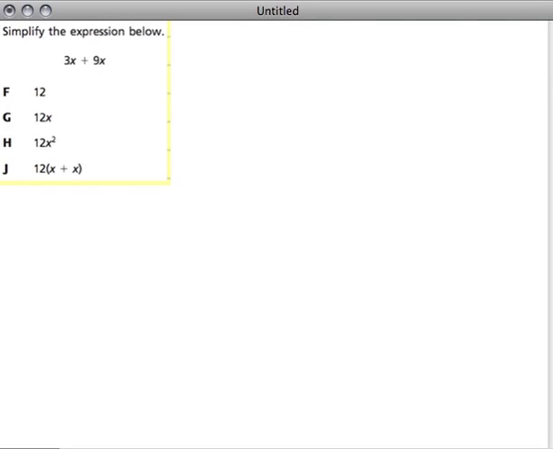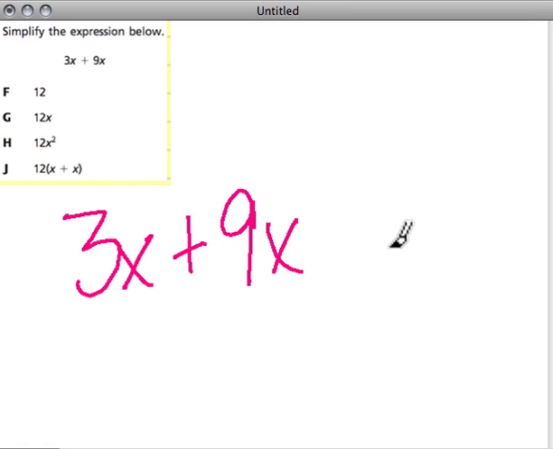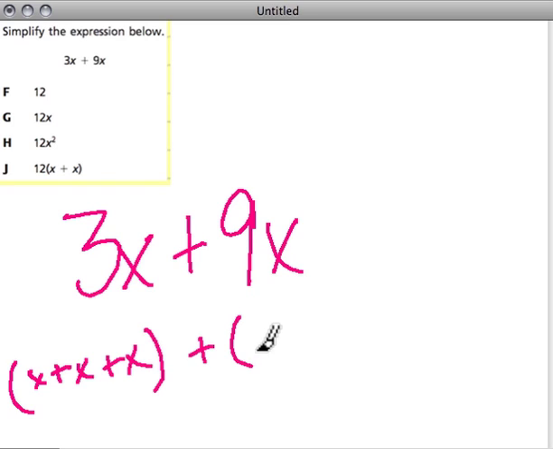I want us to simplify the expression below, and that expression is 3x plus 9x. For me, the best way of thinking about this is 3 times x really means x plus x plus x. So 3 times x means you have 3 x's, and then we're adding 9 times x.